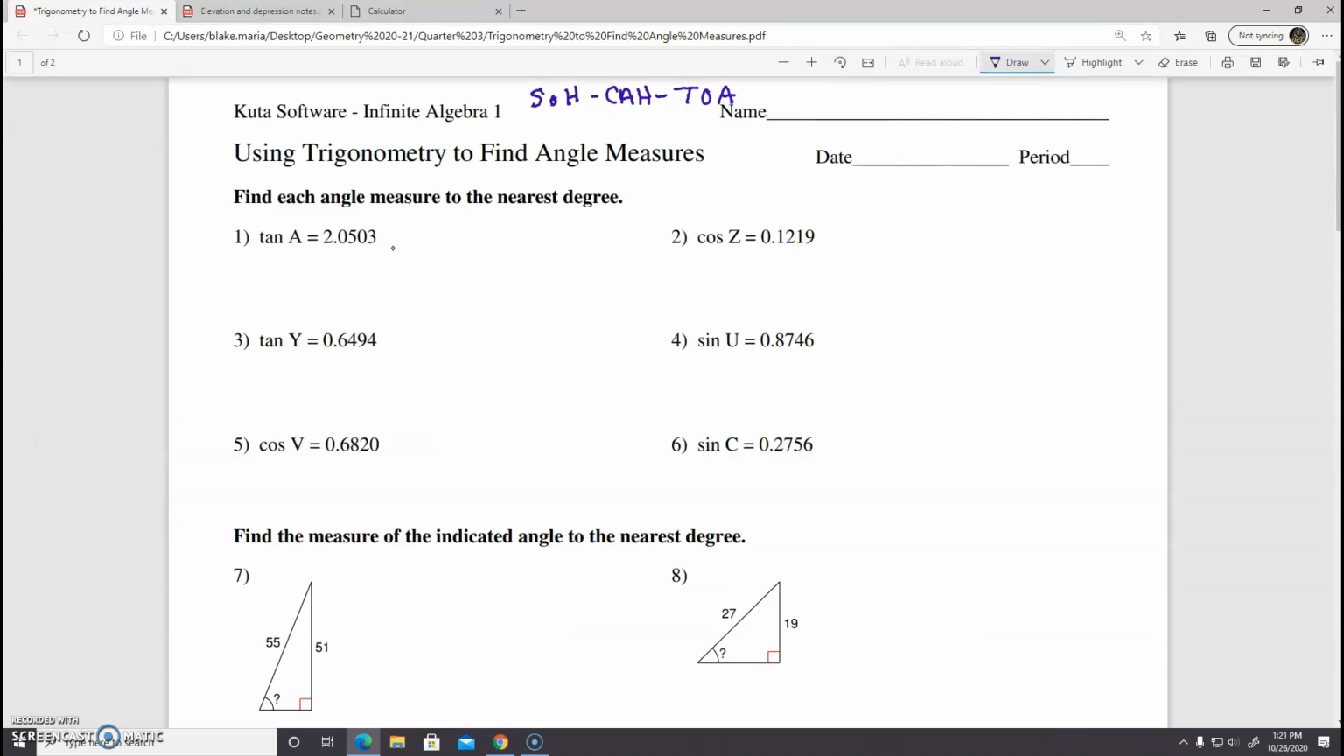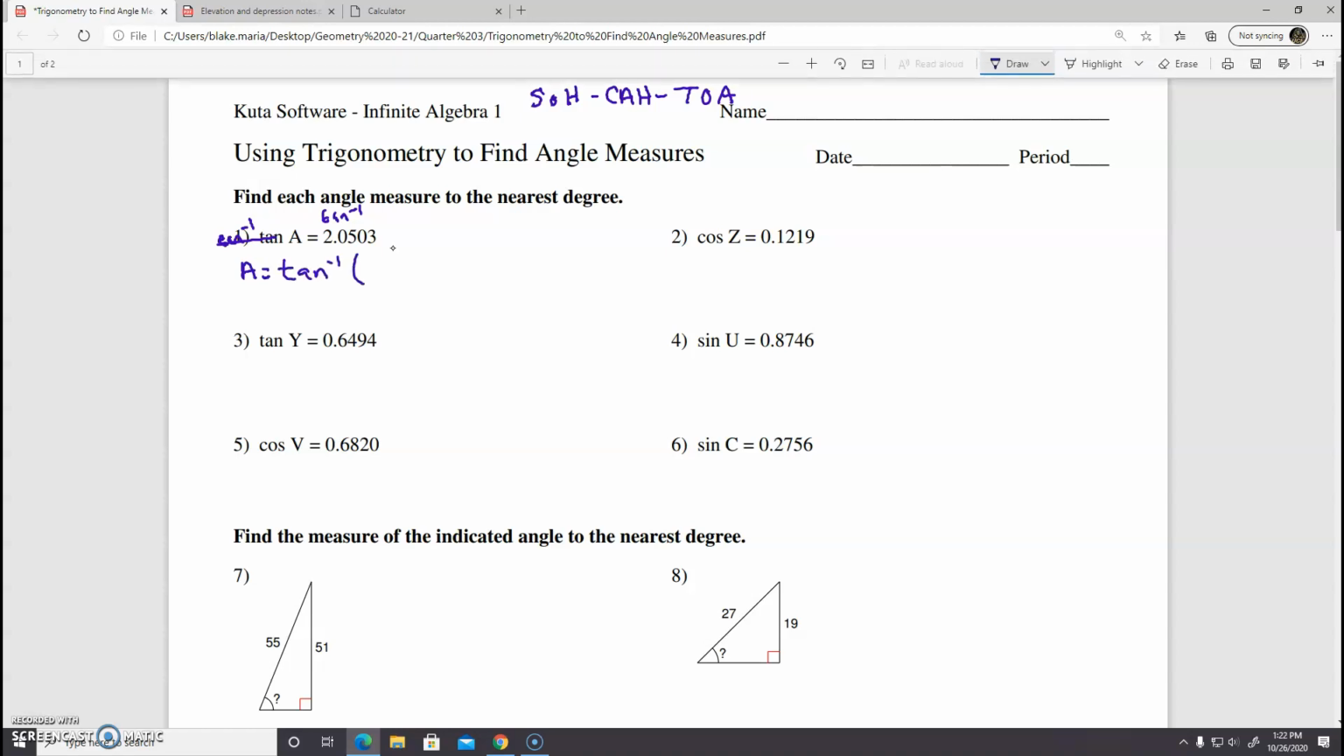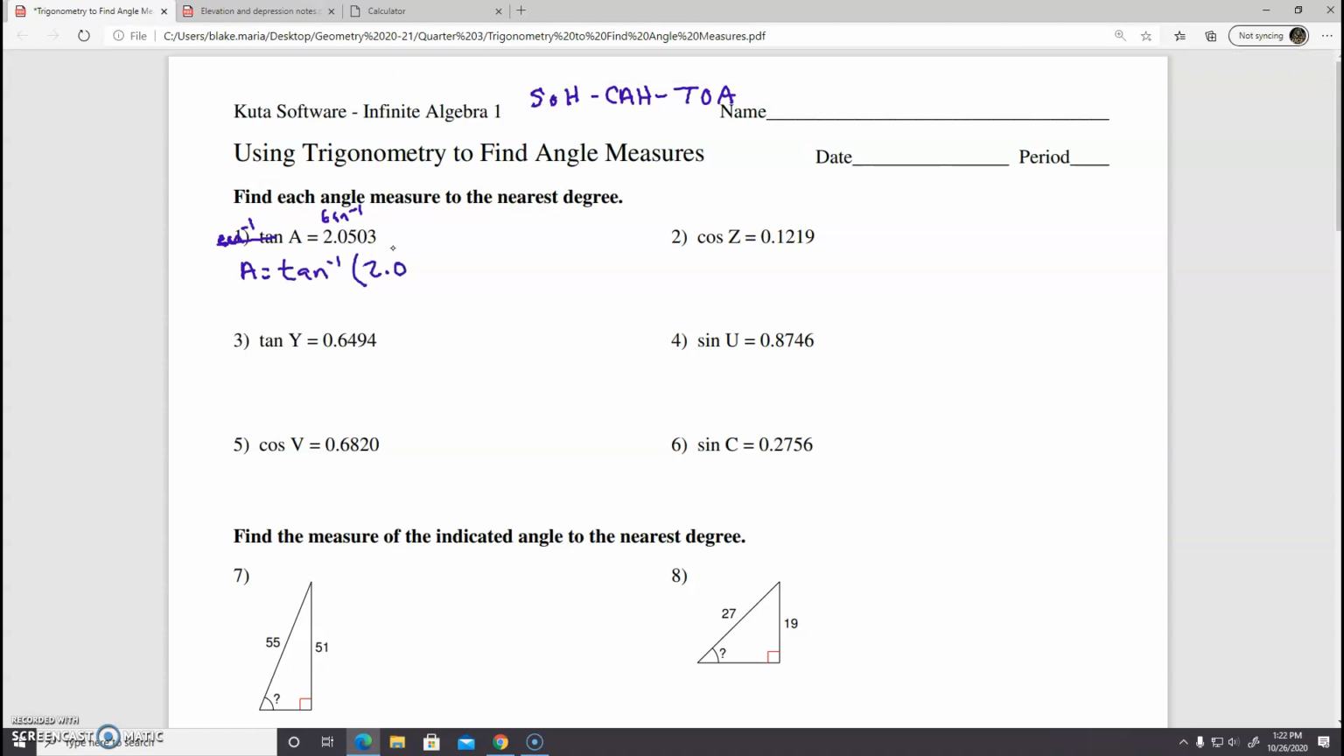So back on this worksheet, if you want to get rid of the tangent, you've got to take the tangent inverse of both sides. So this will cancel out, and you'll be left with A. But here is what you have to type in the calculator: the tangent inverse of 2.0503.